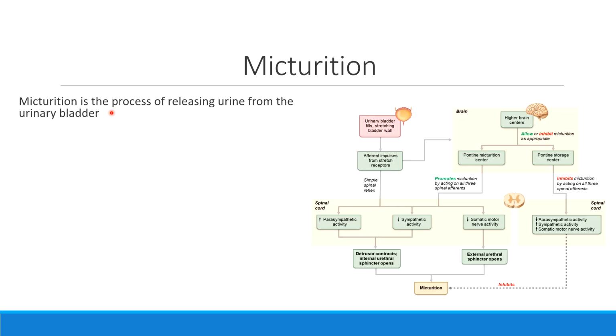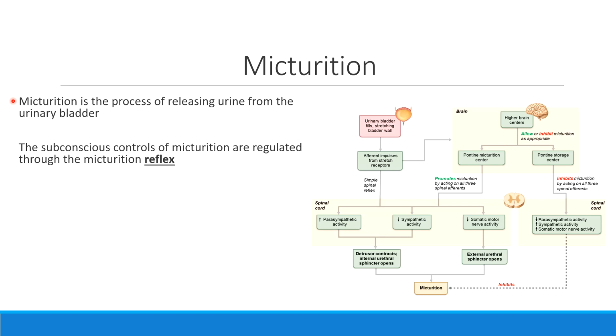So let's talk about that process of releasing the urine from the bladder. Technically, this is known as micturition. So micturition, the process of emptying your bladder, or like I mentioned, the other word for it is voiding. When we're voiding or emptying our bladder, this is something that technically starts with a subconscious reflex. Remember that reflexes are things that happen all on their own. You don't control them.